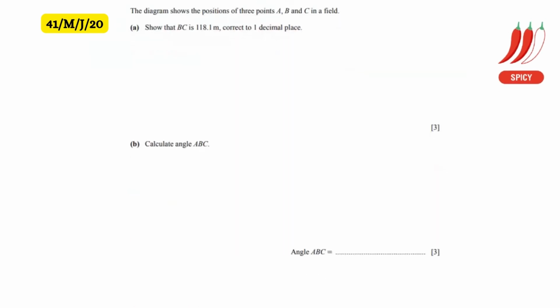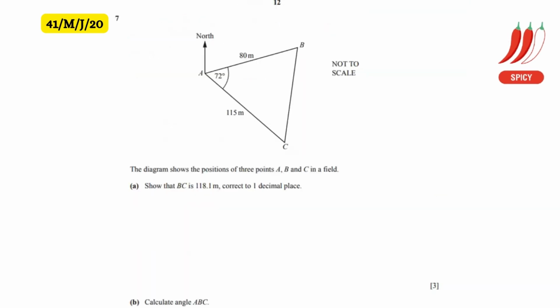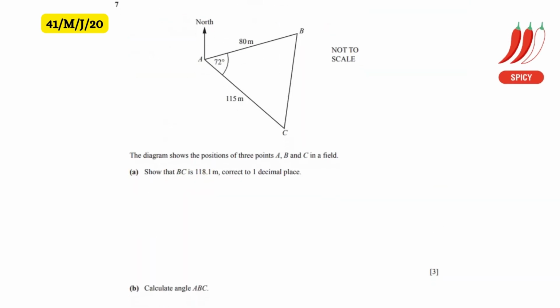Then it says calculate angle ABC. So angle ABC is going to be this one, angle B. Whatever letter is written in the middle, that is where the angle lies, not the letter at the beginning or the letter at the end, the letter in the middle. That is the angle. So the angle over here lies at B. So we found this one to be 118.1.